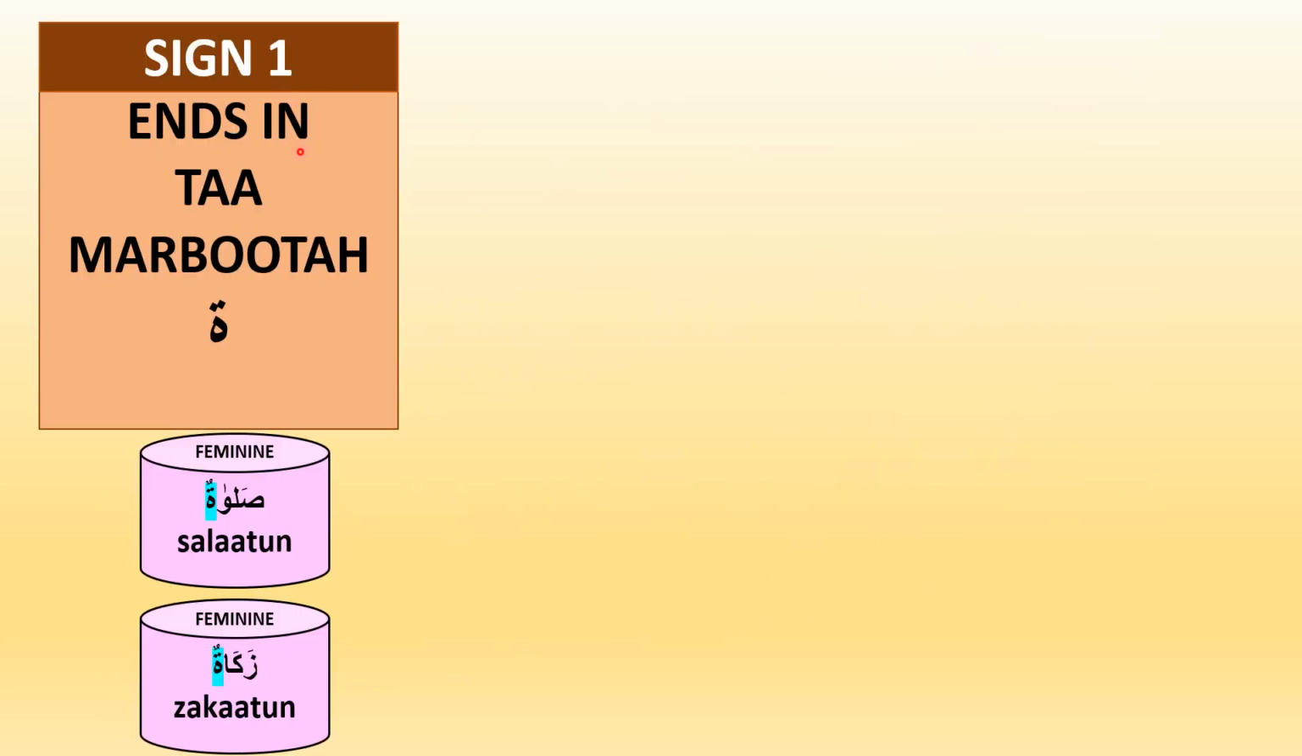Sign 1. In Arabic, the word would end in a ta marbuta. This is a ta marbuta, called the round ta in English. Now, when we look at the word salatun, we can see the ta marbuta is highlighted here, making us understand it is feminine. When we stop on the word salatun, we normally say salah, but we want to bring out the tun, so that's why we're reading it as salatun.